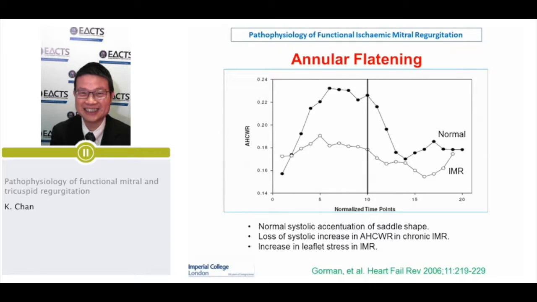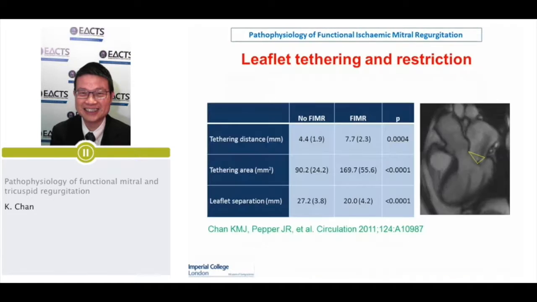The saddle shape of the mitral annulus is accentuated during the cardiac cycle, and most during systole, towards the end of systole in a normal patient. This change in the geometry of the mitral annulus is lost in functional mitral regurgitation. These authors, Gorman et al., have demonstrated that this loss of the change in the saddle shape during the cardiac cycle results in increased stress on the mitral leaflets. And so there may be implications in terms of the geometry of the annuloplasty ring to optimize the repair.